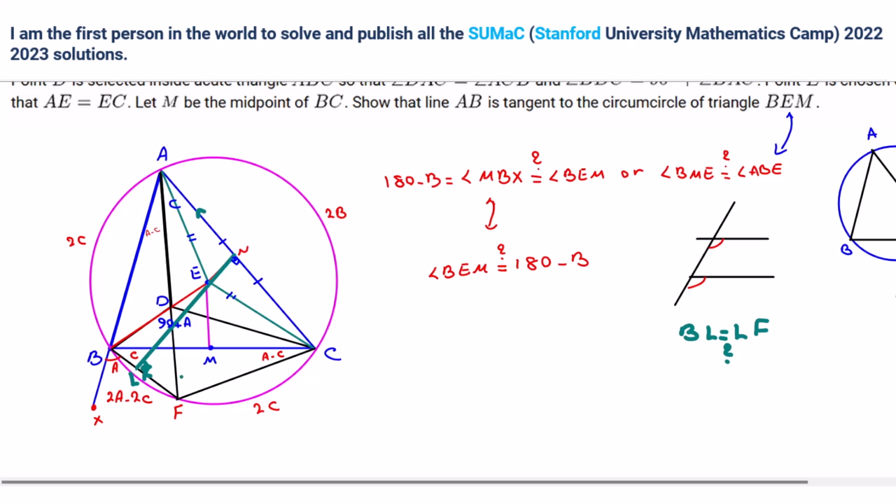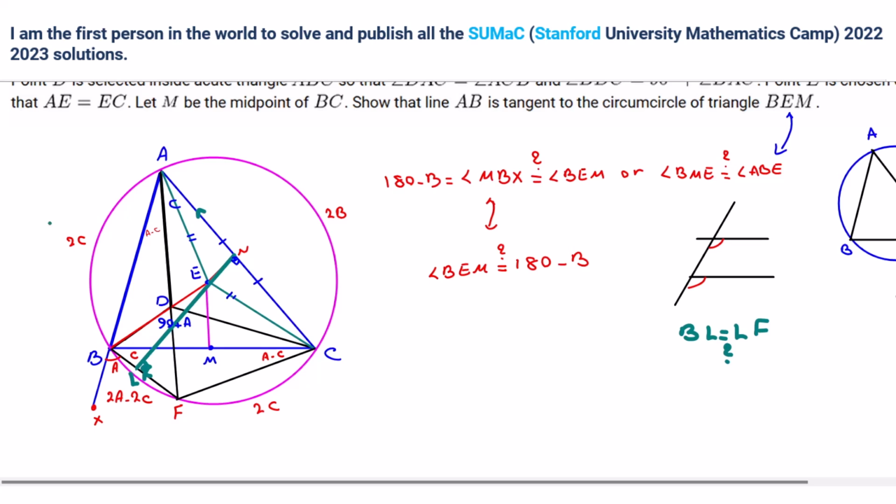Try to prove it. L is the midpoint of BF. Try. But we know N is the midpoint of AC, right? Yes. Okay. And BAF is equal to BCF. BAF is equal to BCF, yes. Okay. How do I approach this part?